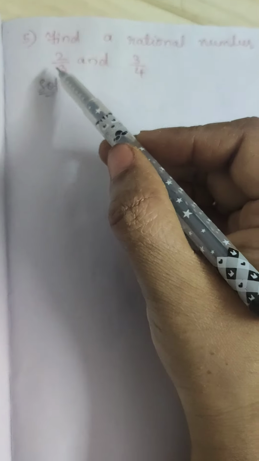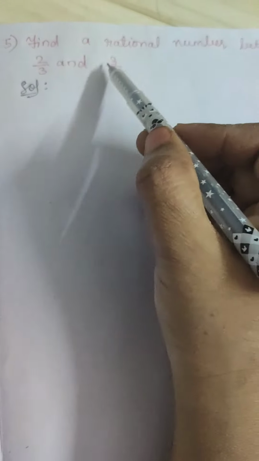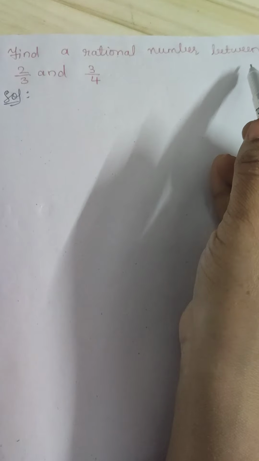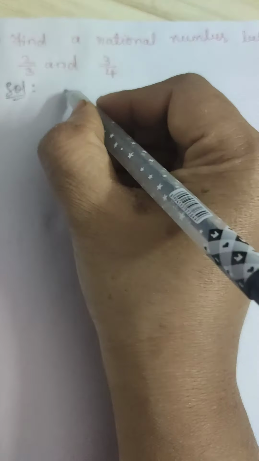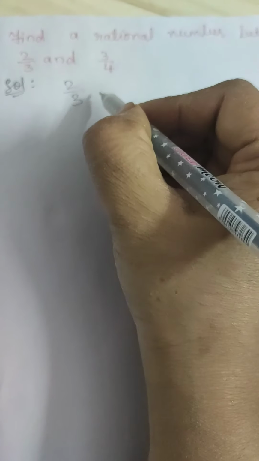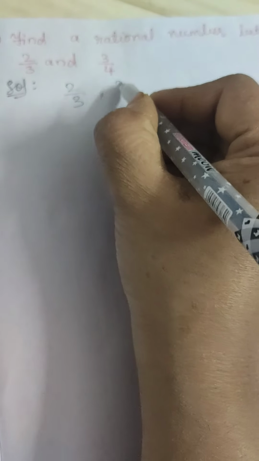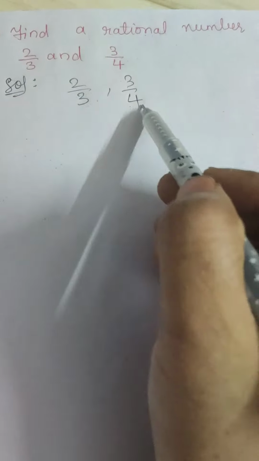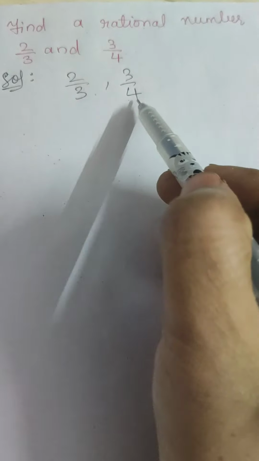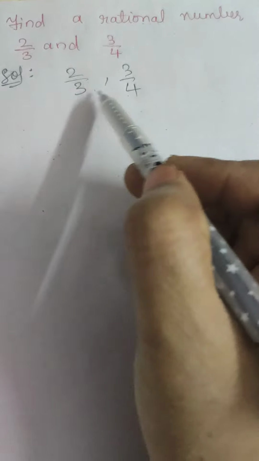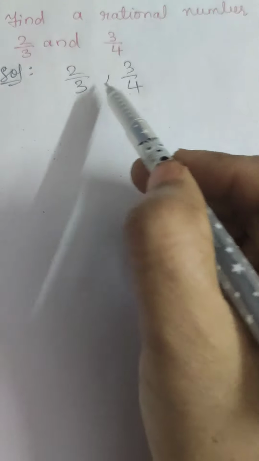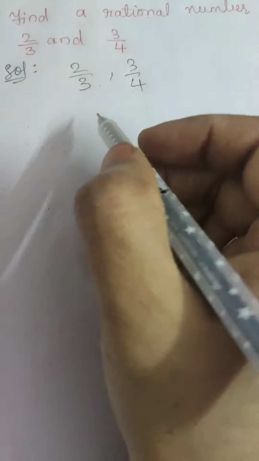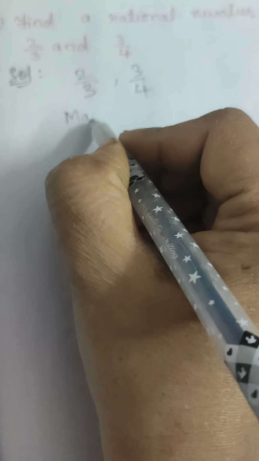Okay students, now we will see question number 5. Find a rational number between 2 by 3 and 3 by 4. Here we are given two numbers, 2 by 3 comma 3 by 4. Here we observe that the denominators are not equal. In such cases we can't do them directly. So to solve this, we should make the denominators equal.